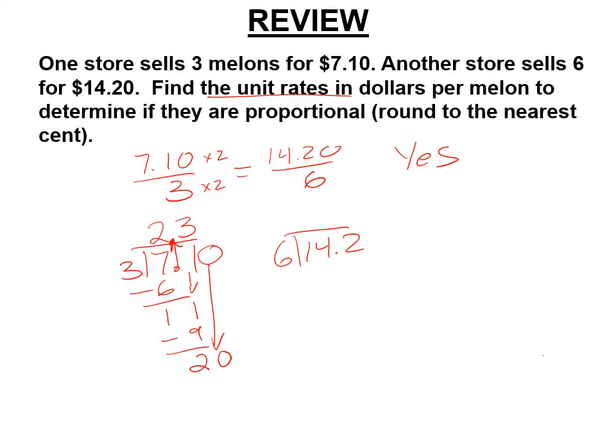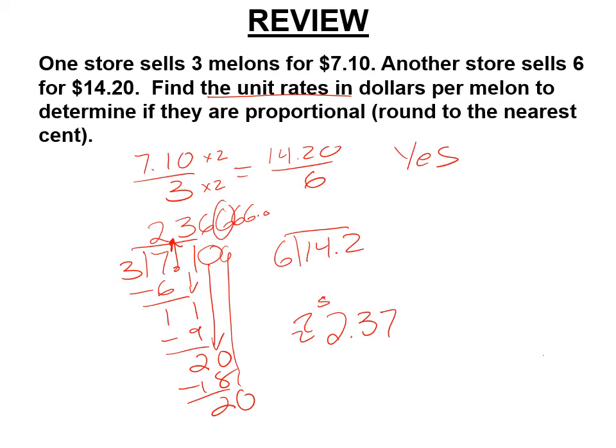3 times 6 is 18. Remainder 2. Bring down a 0. 3 into 20, 6. And we're going to get 6s forever. So the unit rate is around $2.37 because we look at the thousandths.